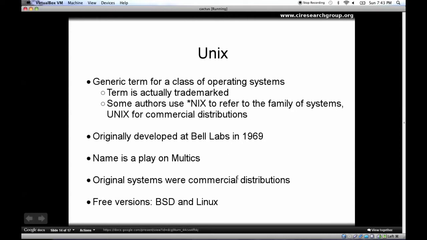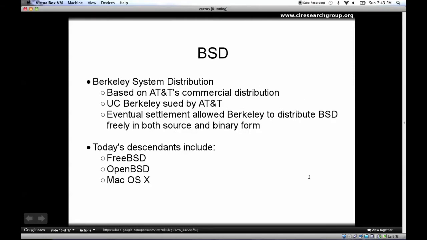The original Unix systems were commercial distributions, with free variants of BSD and Linux coming along in the late 80s and early 90s. Now, Unix systems are time-sharing systems in that they support multiple users at the same time, but they're designed to be run on local computer resources instead of remote resources.